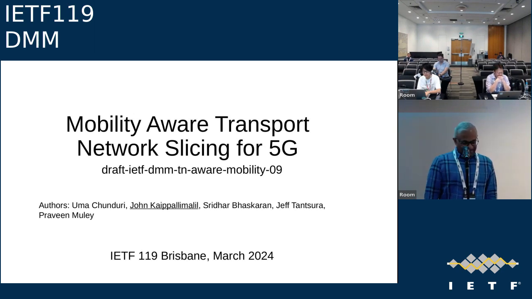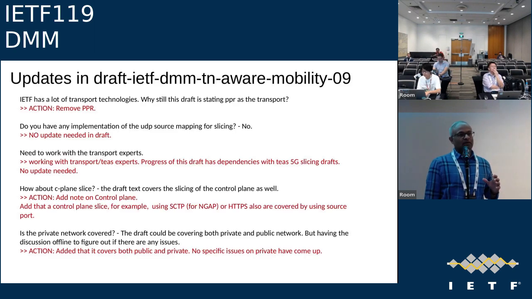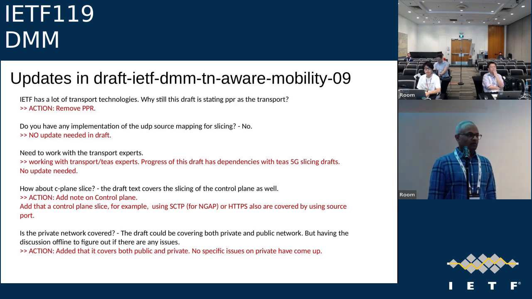Right. Okay, so this is the mobility aware transport network slicing for 5G. The draft has now been updated in version 08; we did a significant amount of update to align with the TEAS work. Going to the updates in this document, these are the comments we had in the last meeting. The first comment, I gave a lot of transport technologies, so why are we still doing PPR? In this revision, we've removed PPR, and pretty much all the transport-related stuff we've removed. That can be associated via TEAS and other classes.